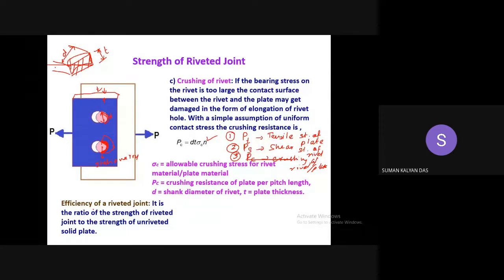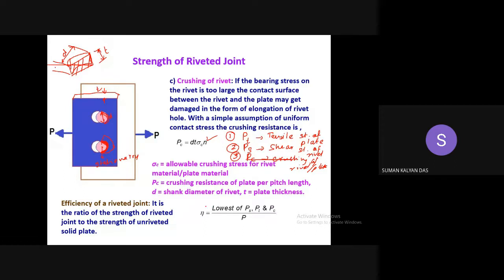So efficiency, first of all, if you talk about the definition, it is the ratio of the strength of the riveted joint to the strength of the unriveted solid plate. As I had already told, if you introduce riveting, you introduce weak points in the plate. So you have to compare this weakened strength to the actual strength of the unriveted solid plate. So that is what I'm trying to tell.